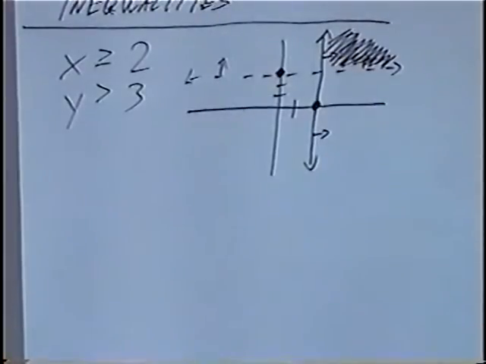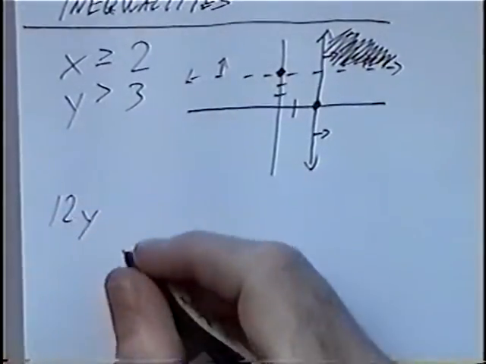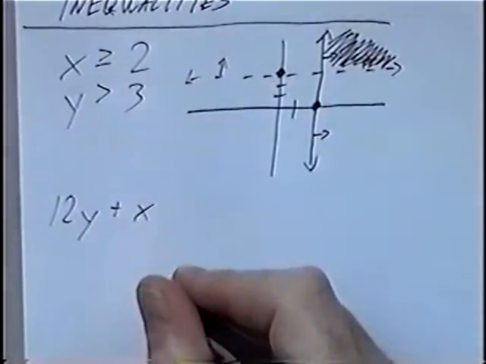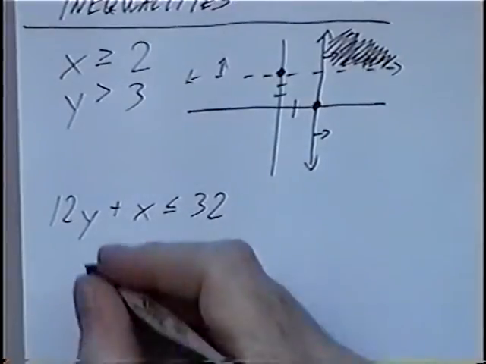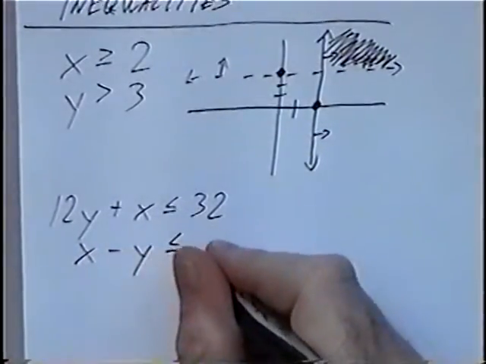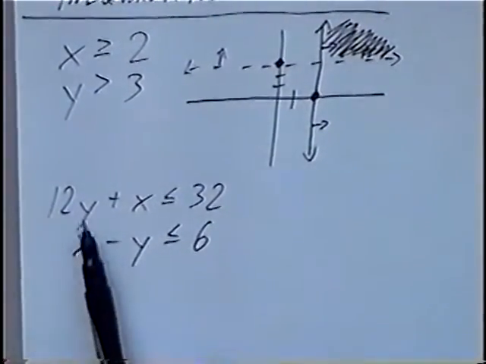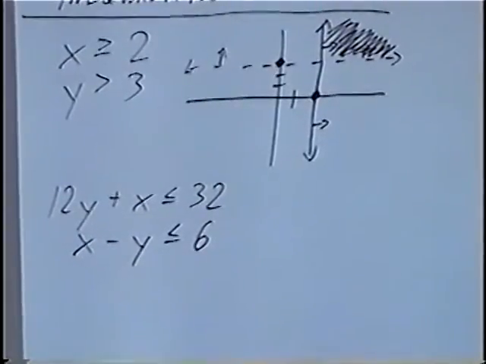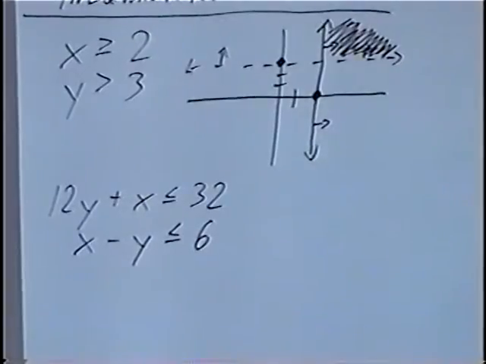Second inequalities and last inequalities for the section. 12y plus x less than or equal to 32. And x minus y less than or equal to 6. These equations are in standard form, where we have x and y on the same side. To graph these, we can use intercepts.